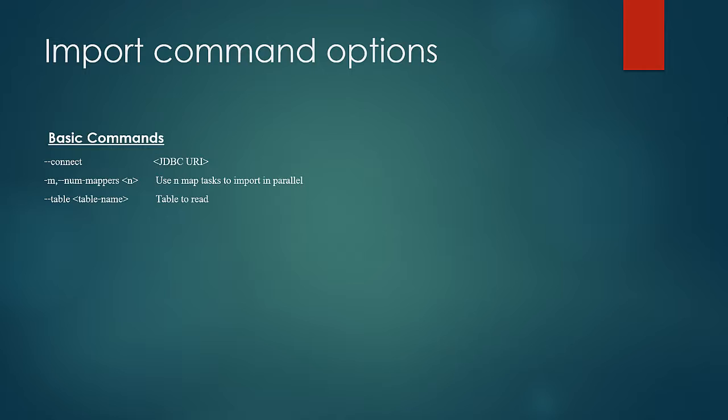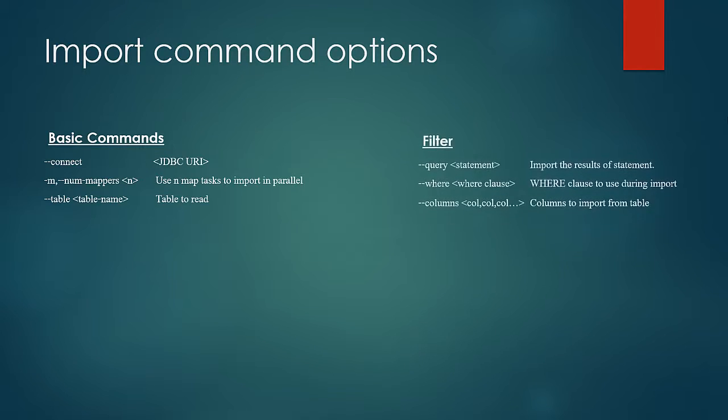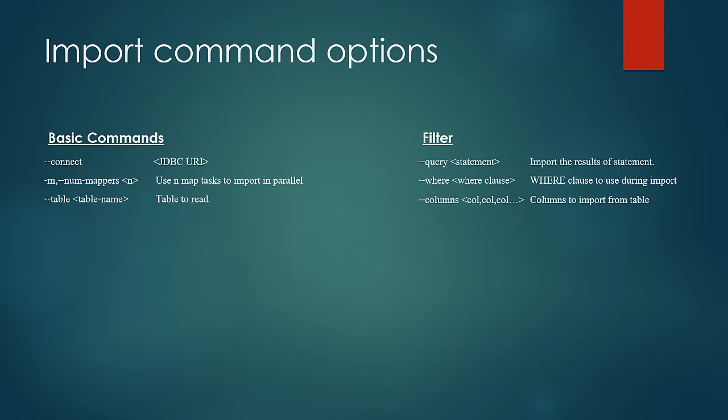--connect argument is where we can specify the JDBC URI. -m for the number of mappers, and --table for the table name. Then when the data is getting imported from the source database, it can happen that we may not need the complete data on the table. We can filter the data by using the following options as shown.